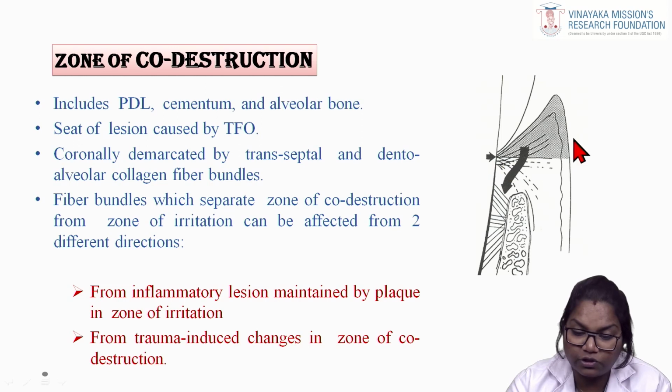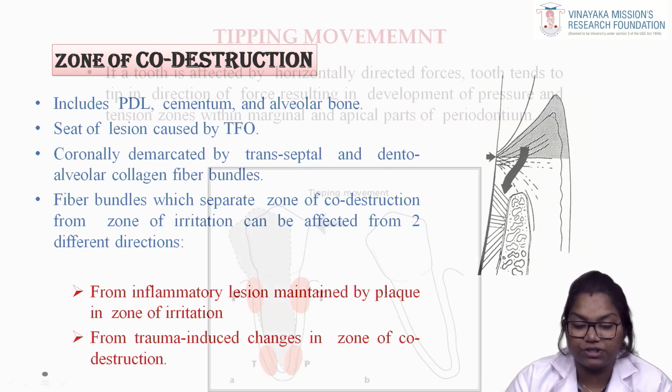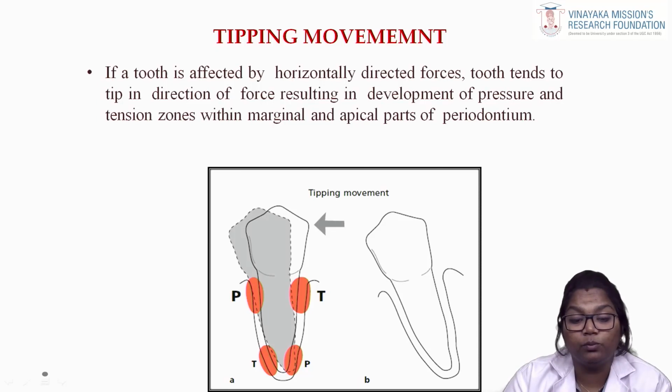Because of the trauma, without the involvement of the zone of irritation, it can be directly affected here, resulting in a trauma-induced zone of co-destruction. So next is your tipping movement. So what do you mean by the term tipping movement?